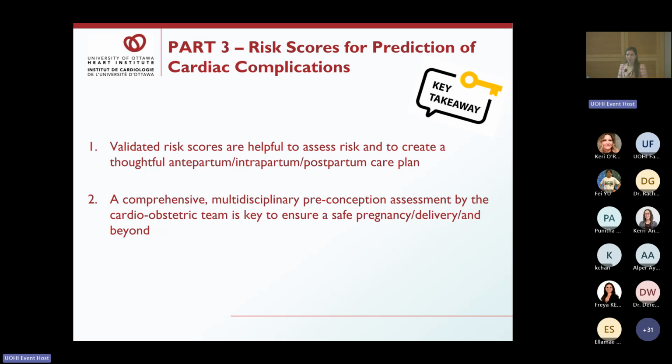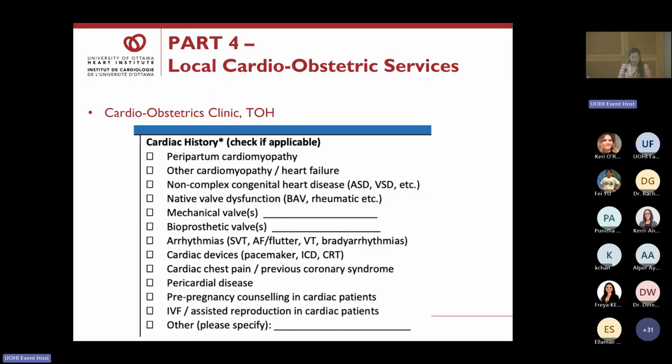So to sum it up, there are validated scores that are best used in combination and that can inform risk and also antepartum and postpartum planning. And the preconception assessment by the cardio-obstetric team is really key to make sure that we have a safe pregnancy and a safe delivery. So to finish off, I just want to share everything that's available locally for cardio-obstetric care. Certainly we have the cardio-obstetrics clinic at the Ottawa Hospital, and this is just a list of the conditions that are commonly seen in clinic.